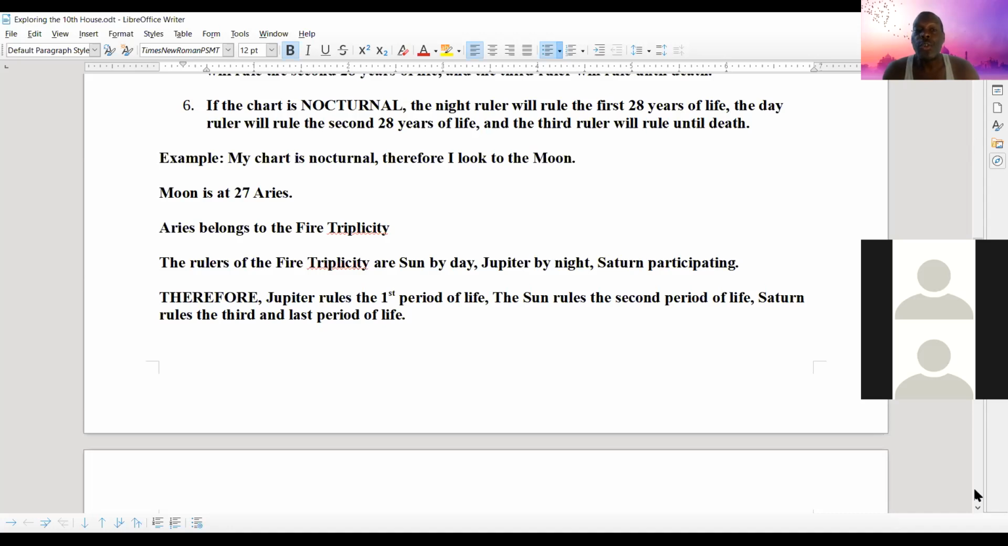Therefore, Jupiter rules the first period of life, Sun rules the second period of life. Why? Because Jupiter is the nighttime ruler. So if your chart is a nocturnal chart, you always start with the second ruler, so what we think of as the second ruler. So let's go back to here. Let's go back to the visual aid.